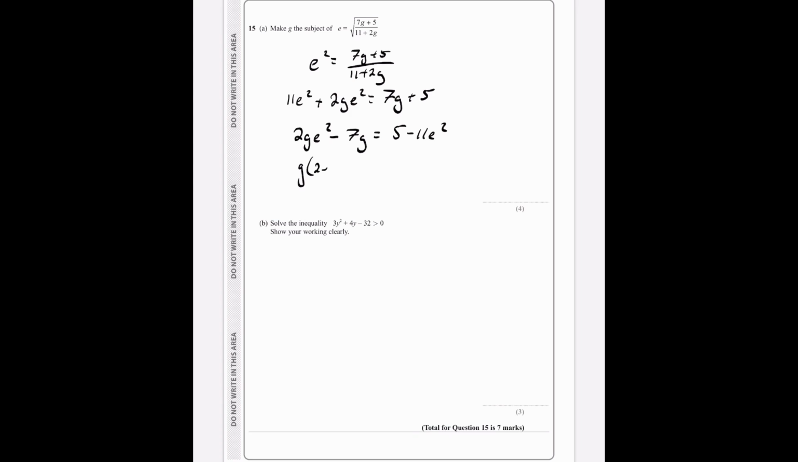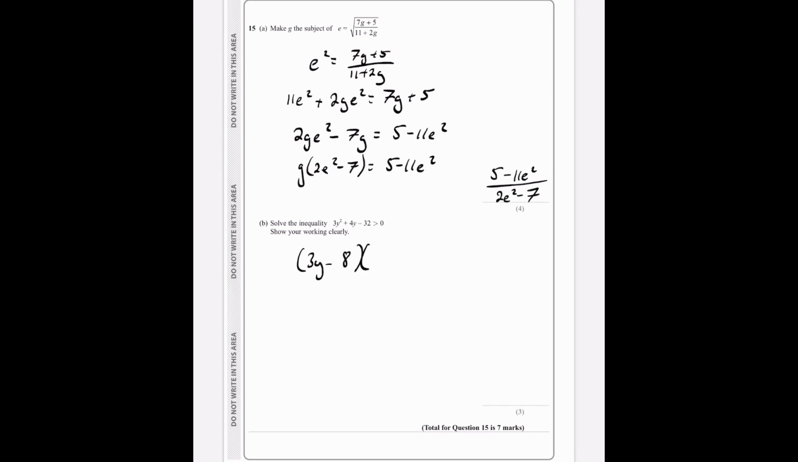Factorize out a g from the left-hand side. And then I can divide both sides by 2e squared minus 7, to get that g is equal to 5 minus 11e squared over 2e squared minus 7. Should be a g equals there.